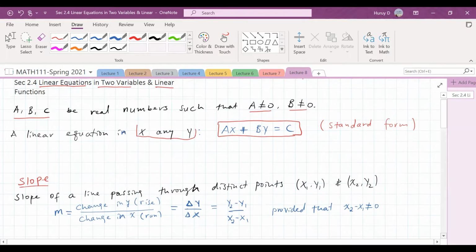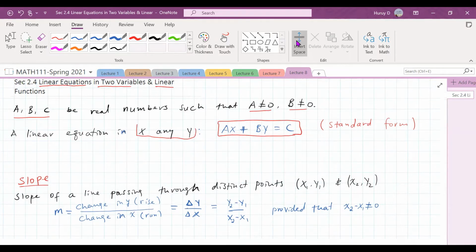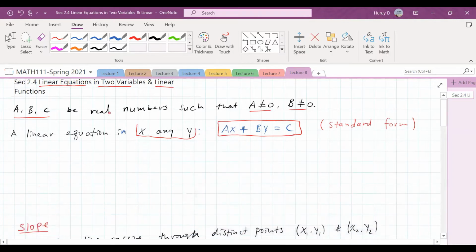And for example, we can have, let's say, 2x plus 3y equals 4. Now, if we look at this one, this is exactly the same as this one, because a is 2, b is 3, and c is 4. So this equation is a linear equation, and it's written in standard form.